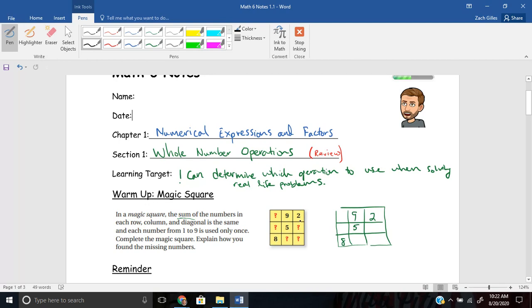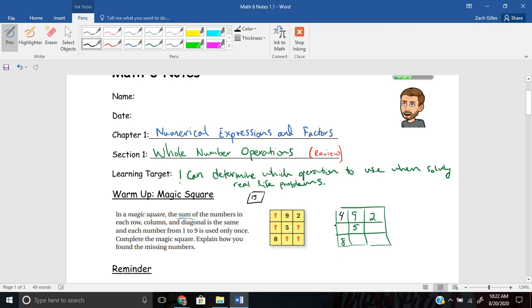So 8 and 2 would give me 10, plus 5 would give me 15. So that means that in every diagonal I need to have 15, every row I need to have 15, and every column I need to have 15. Right? So now let's go to a row that has 2 already for me. So if I look at this top row here, I have 9, 10, 11. What am I missing to get to my magic number 15? Well, that would be 4.